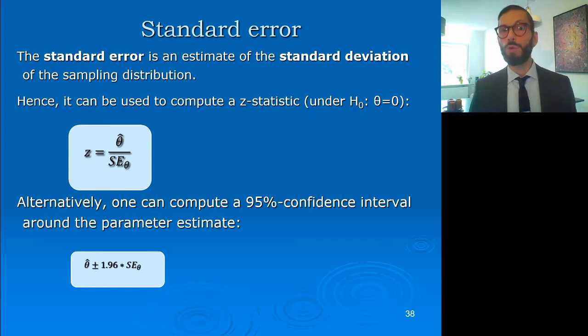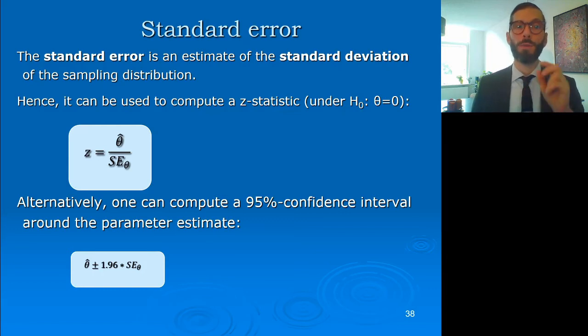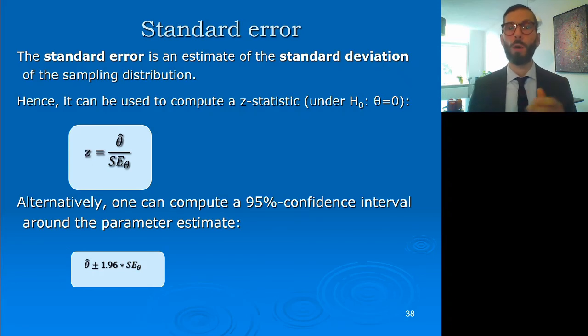Therefore, it can be used to compute a z-statistic under the null hypothesis. The calculation is as follows. The z-statistic is equal to our estimate of theta divided by the standard error of theta. And we can use this to perform a significance test. We just look up the p-value for the corresponding z-value in a table, or we use R to calculate it exactly.